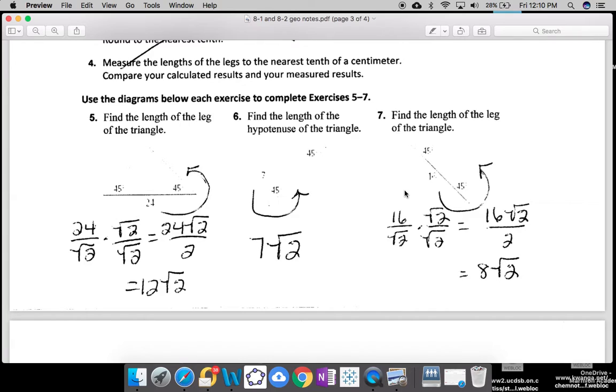Finally, number 7 on the right. The right triangle is this way. Follow my cursor. Here's the hypotenuse, which is a measure of 16, 45-degree angle, right angle on the top right. How do I go from hypotenuse to leg? 16 divided by square root of 2, rationalize, and we get 8 square root of 2.